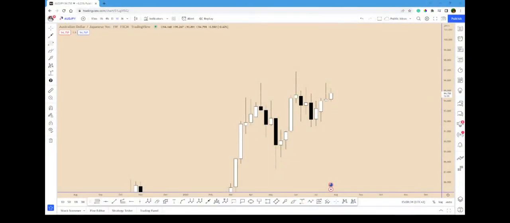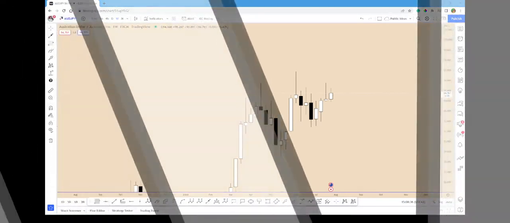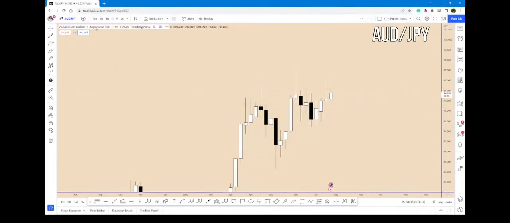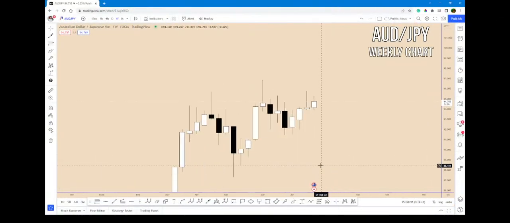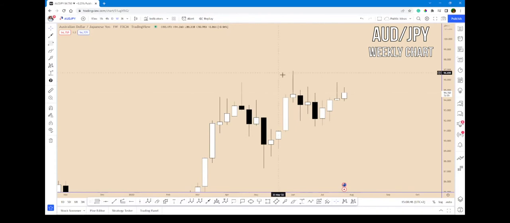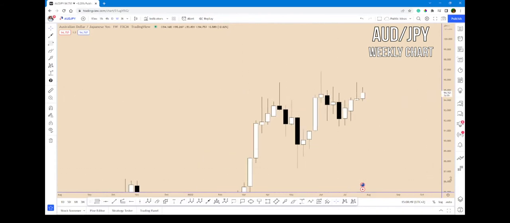And welcome back to this new puzzle. Today we are going to talk about a strategy that I have used on the Australian dollar with Japanese yen. So I'm going to break down the chart on the weekly time frame as a beginning.